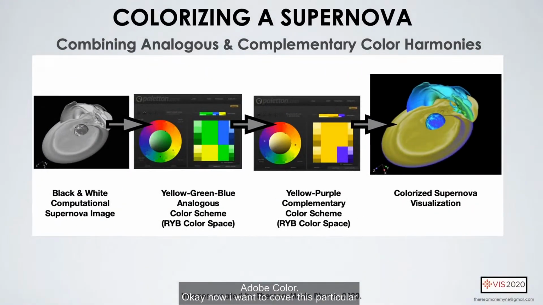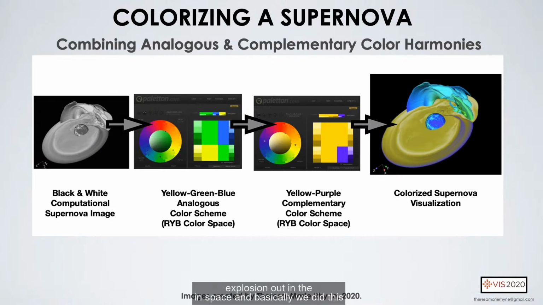Okay, now I want to cover this particular example. This is an example I did years ago. I first wrote about it in 2012. It's a supernova visualization. It was done on a high-performance computer system. It's looking at the death of a neutron star. It's called a supernova, an explosion out in space.